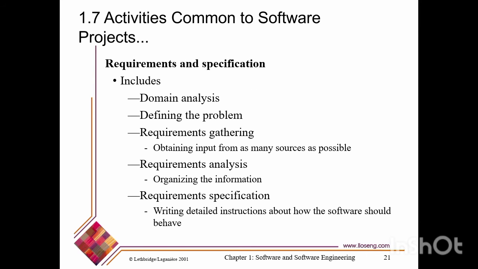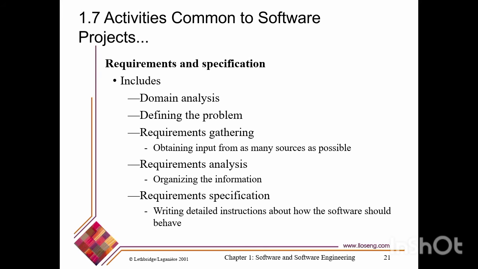Activities common to software projects. If we want to develop any software, we have to divide the entire process into a set of activities. The activities are listed below: domain analysis, defining the problem, requirements gathering, requirements analysis, requirement specification. Domain analysis is about the domain for which we are developing the application. After defining the problem, whatever features we want to include in our software system, we first have to collect them, that is, obtain input from as many resources as possible.